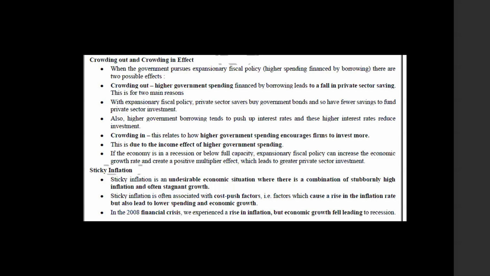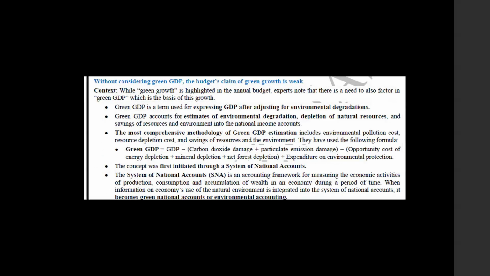Sticky inflation. What is sticky inflation? Inflation which is stubbornly high, without any decrease, is called sticky inflation.